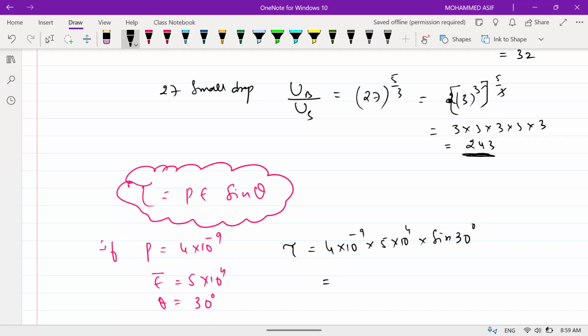So how much am I getting? 5 4s are 20 into 10 power minus 9 plus 4, into sine 30. What is the value of sine 30? 1/2. It is 2 ones, this is 2 tens. It will be 10 to the power of minus 4. Unit is Newton meter. Clear?